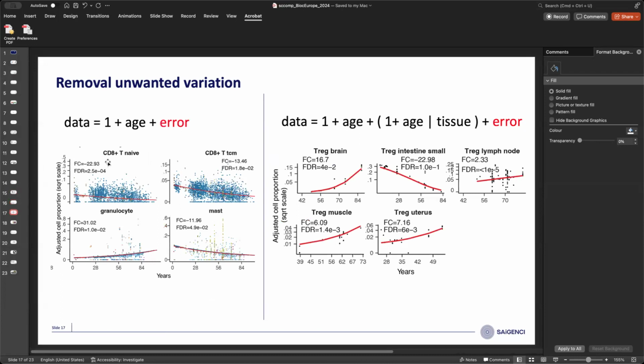So CD8 naive and T. So this is the data with all the variability we don't want removed. And you can see here that very nicely you can see the effect, so a decrease of these two cell types. And on the other hand, the Treg example, we just preserve the tissue effect because we saw heterogeneity. So that's what we want to visualize. And you can see that you can capture heterogeneity here. So the one is at the body level, the other one is the tissue level.